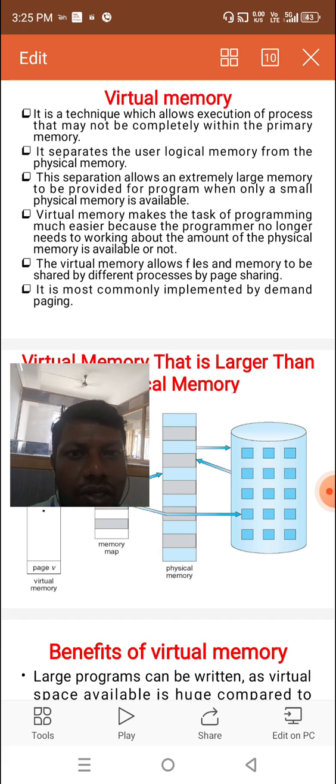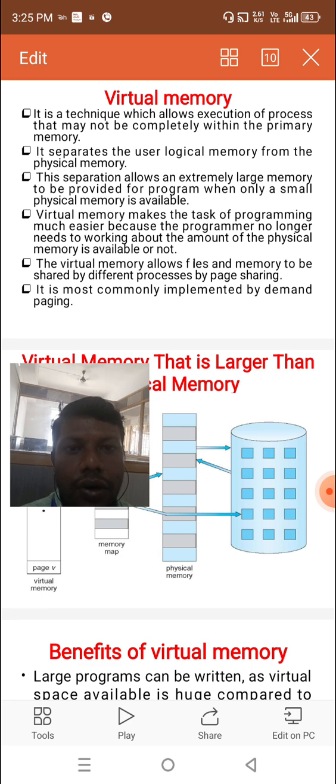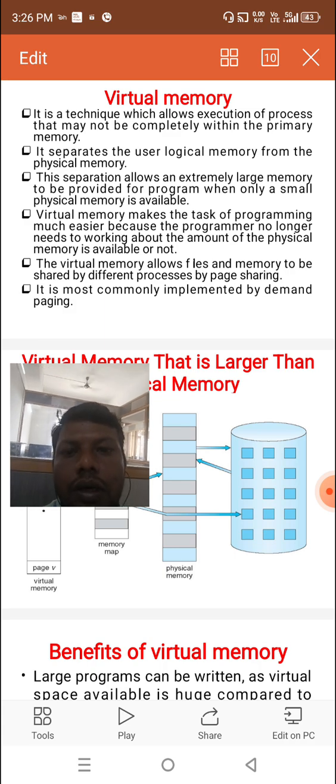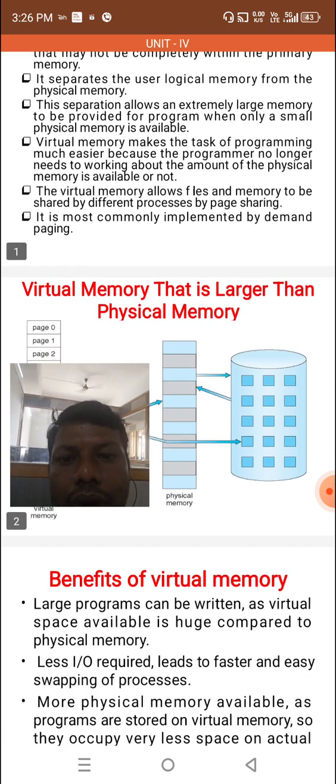So virtual memory is nothing but a large size of program or large size of files or videos, so it cannot be directly loaded into the physical memory. In virtual memory, the large size files are separated into a number of pages. That number of pages is loaded into the physical memory. Then after being loaded into the physical memory, it can be executed concurrently. This is most commonly implemented by demand paging.